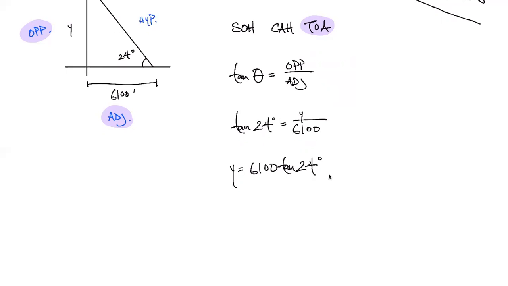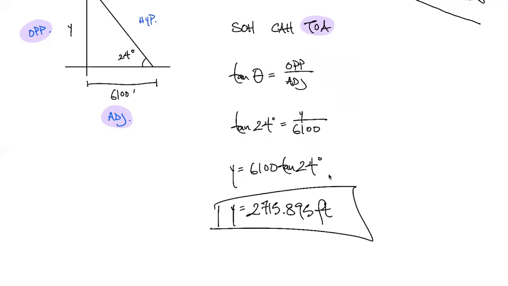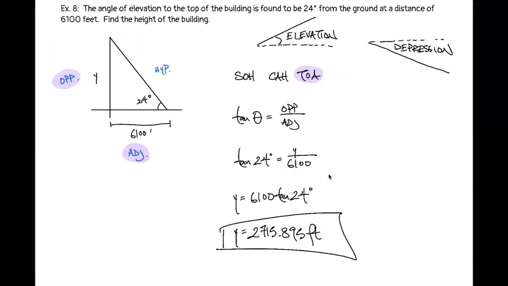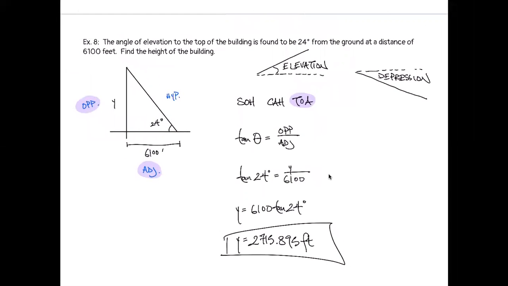And so now when you type this in, 6,100 times tangent of 24, that means that our building is 2,715.895 feet tall. Okay. So a good example of using tangent in a word problem, okay?